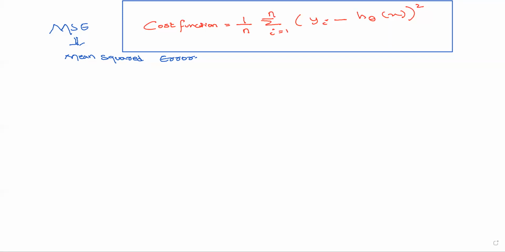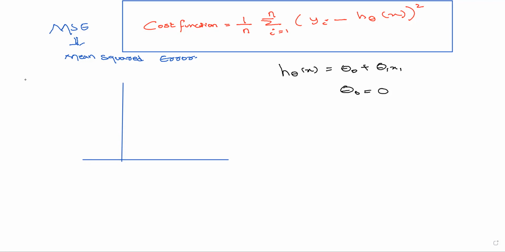For example, I'm drawing one graph. The formula I explained is h theta of x equal to theta 0 plus theta 1 x1. Let's assume that theta 0 is equal to 0. Whenever theta 0 equals 0, in the first case theta 1 is equal to 1.